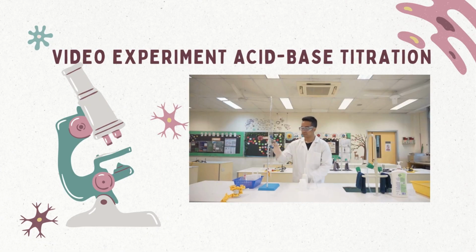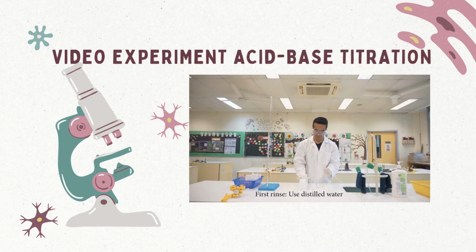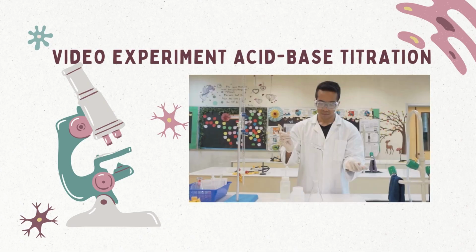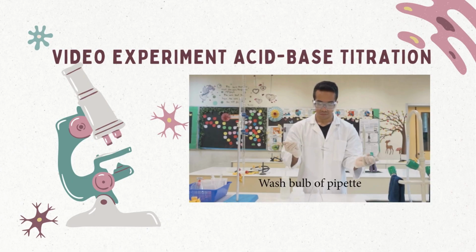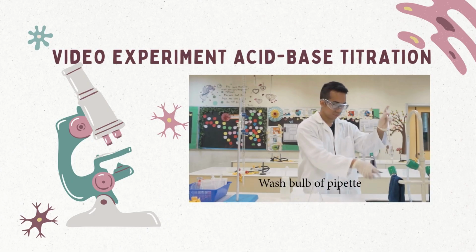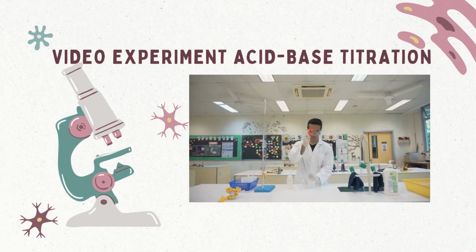Next, remove your pipette from the stand and wash the insides of the pipette with distilled water. This is done to clean the pipette from any debris. You will only need to fill the pipette a third of the way through for this step. Gently close both ends with your gloved hands and tilt the pipette. Wash the bulb of the pipette. Now dispose of the water into the sink. Repeat this washing process with the acid.